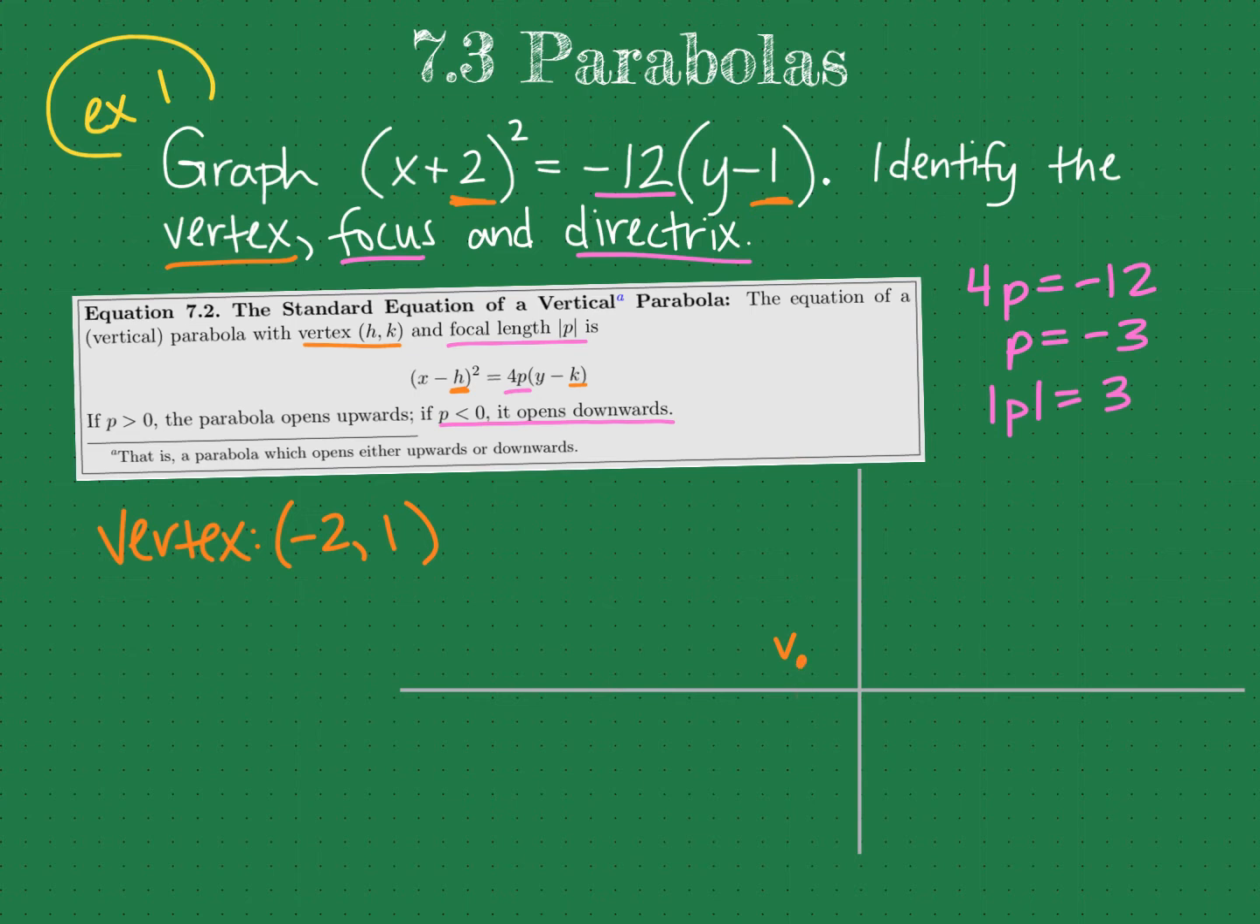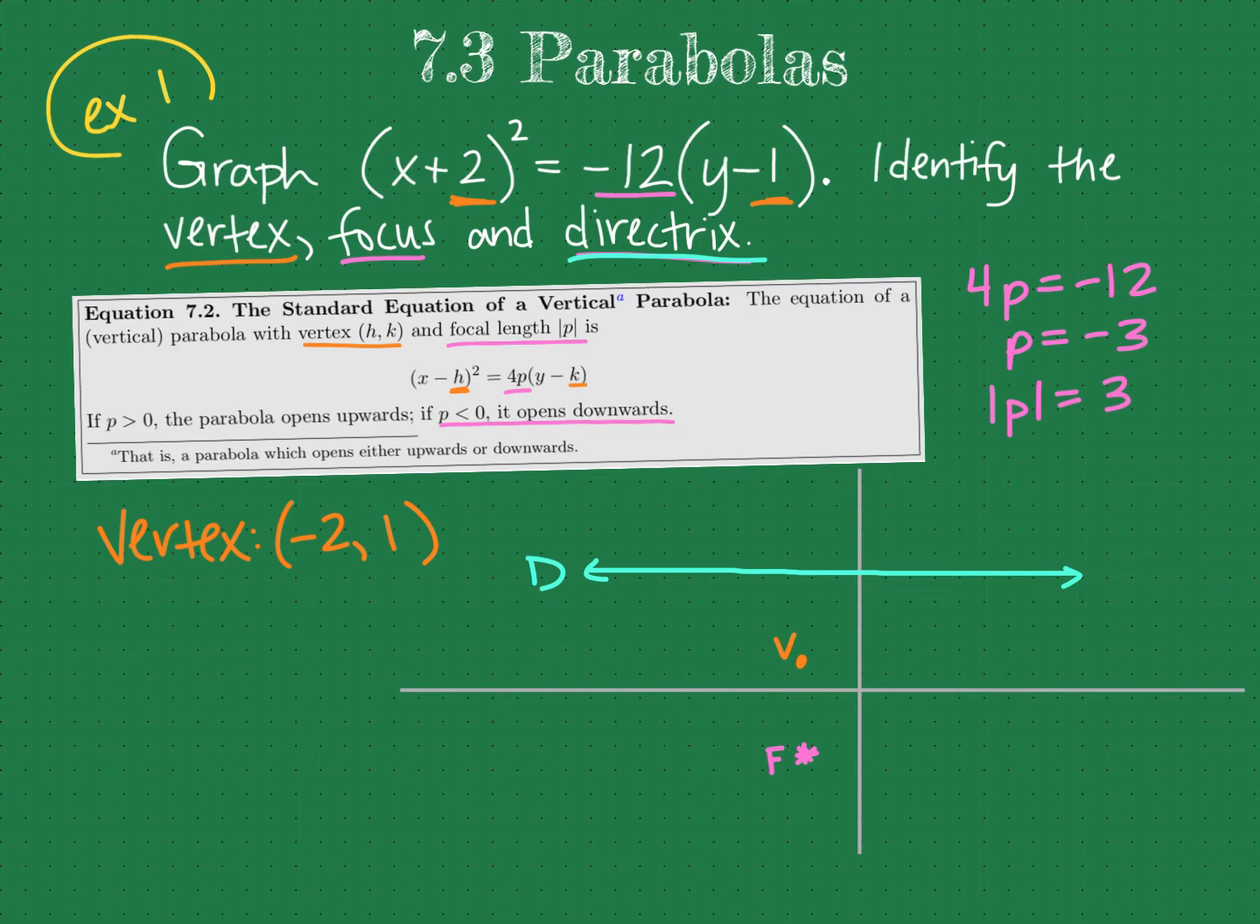So let's first graph our directrix. That means we're going 3 units above the vertex. So our directrix, I'll graph in blue, 1, 2, 3 units above the vertex, and it's going to be up here. We'll label it D for directrix. Then our focus, which I'll do in pink here, is 3 units beneath the vertex. 1, 2, 3, and it's here. And we'll label it F for focus.